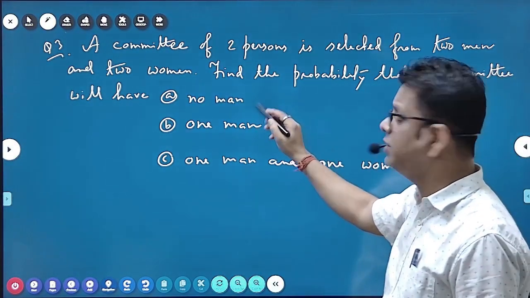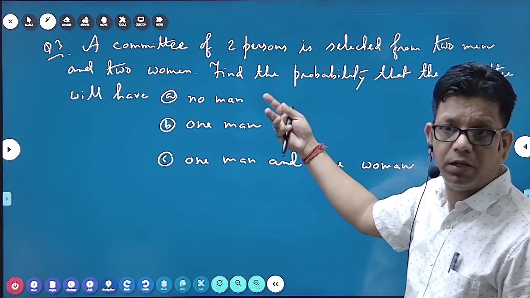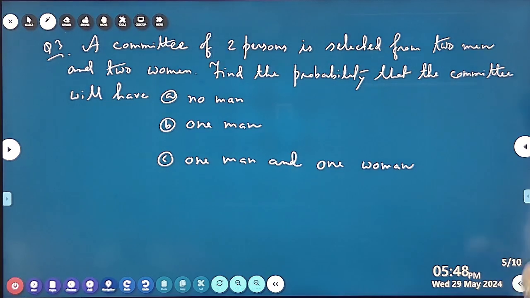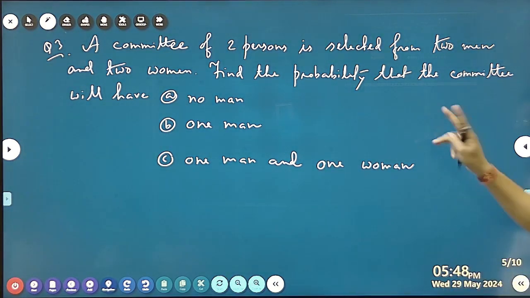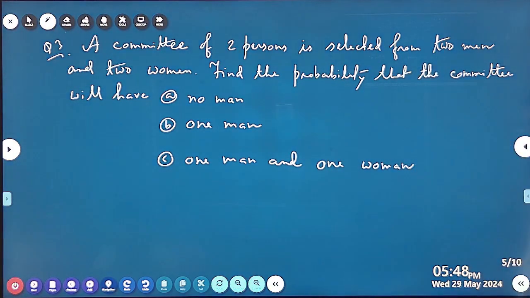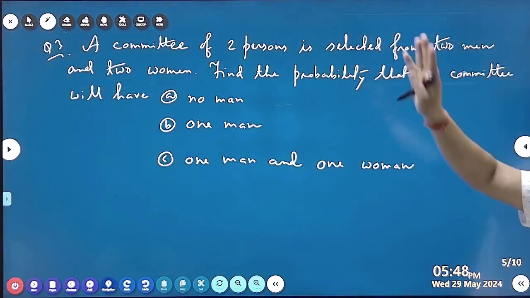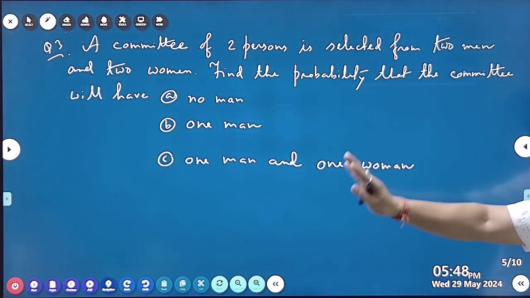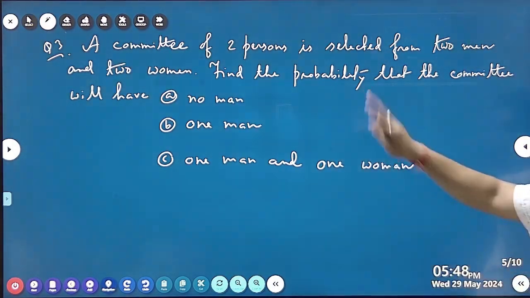No men means both are women. See, the question says a committee is to be made. Suppose one chairperson, one vice chairperson. So they are the members or the portfolios. Now these two persons will be representing the committee. Only two persons, but they are to be selected from 2 men and 2 women. That means there were 4 people as a whole, 2 men and 2 women were sitting, and only 2 persons were taken.